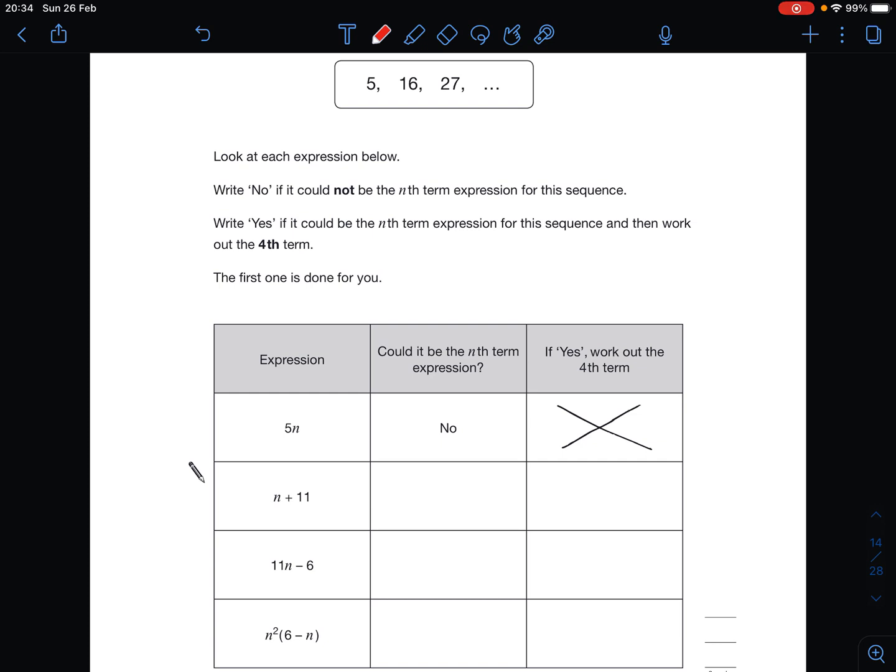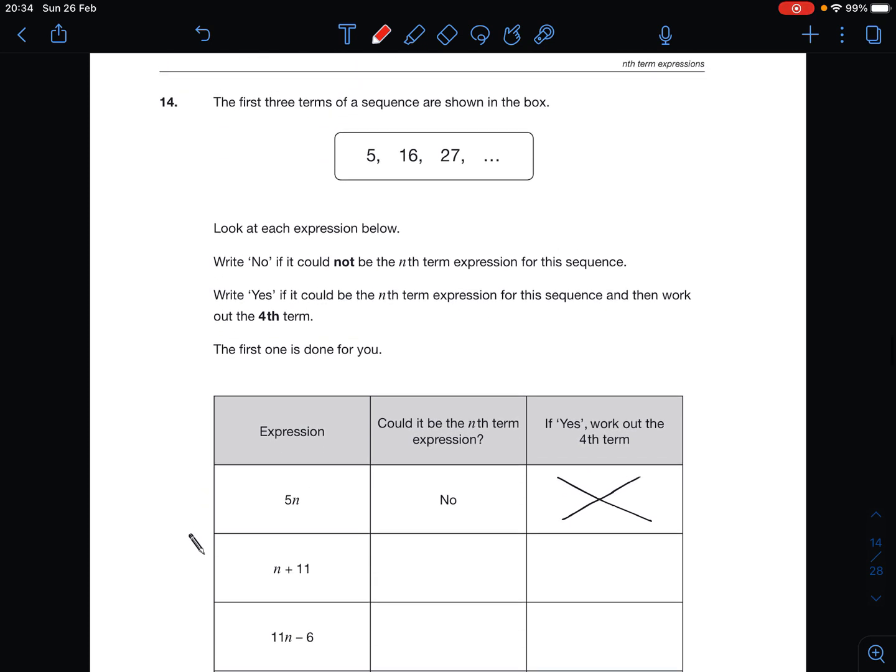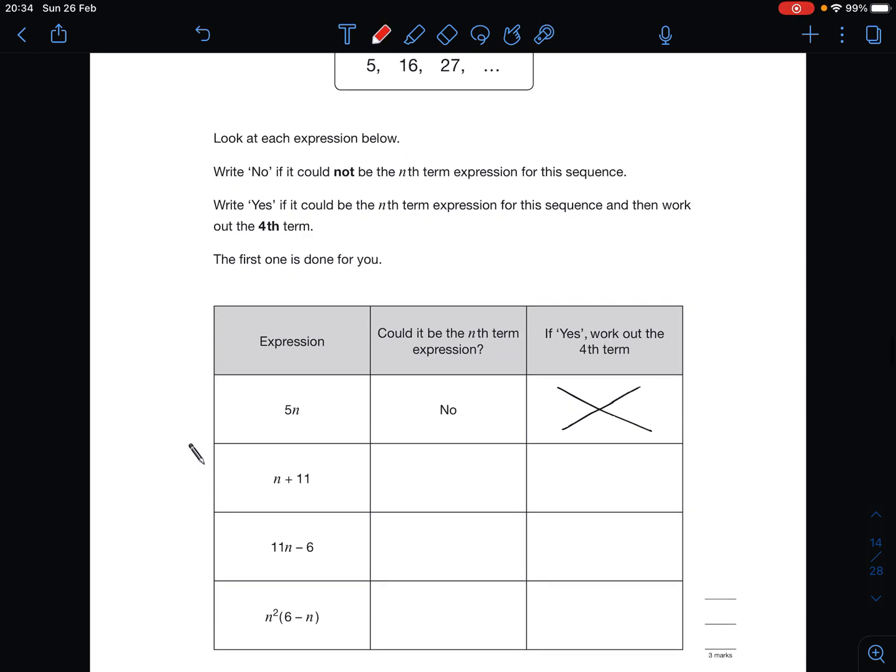Alright, a bit of a tricky one, this one. What I would recommend is, we're given a sequence 5, 16, 27, and those are the first 3 terms. So what I'm going to do is draw myself a little table. Okay, and I'm going to write n is 1, 2, 3, and 4. Okay, and we're given these sequences. n plus 11.